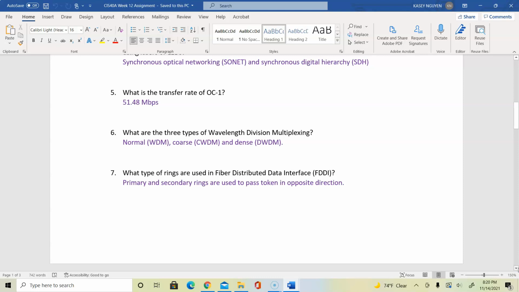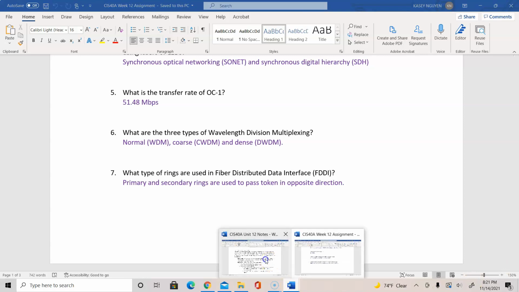Number 7, what type of rings are used in Fiber Distributed Data Interface, your FDDI? It uses 2 types of rings. It uses the primary and secondary rings. The secondary ring is used as a backup, and these 2 rings are used to pass the token in the opposite direction. So in the case the primary is down, the secondary would then continue to be used to pass the token. That way it would have communication in the network.